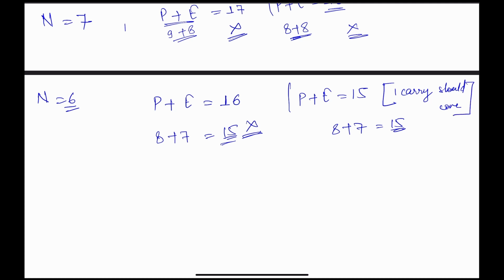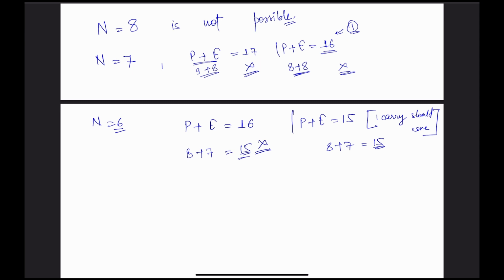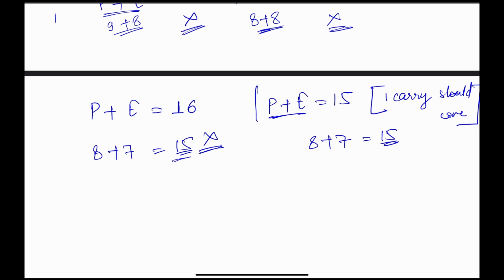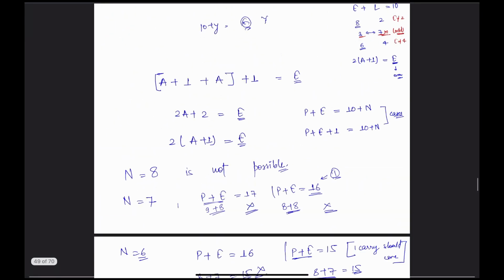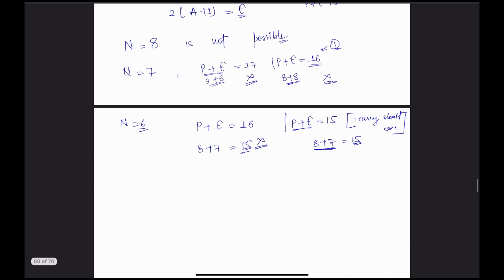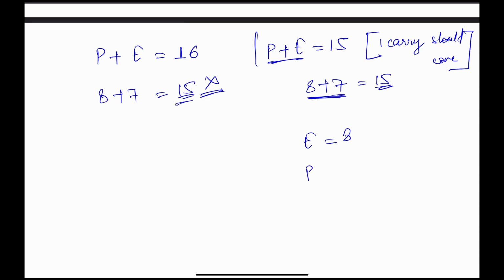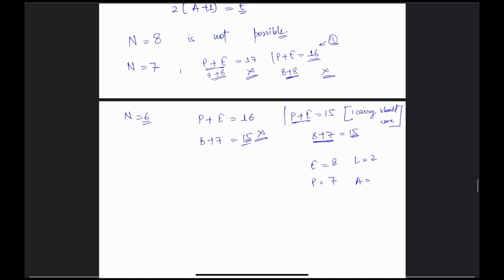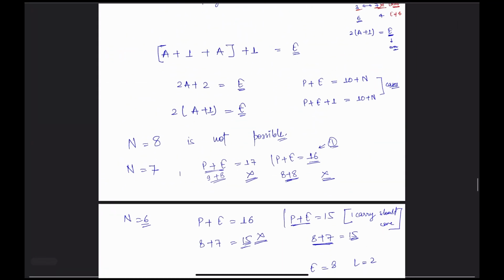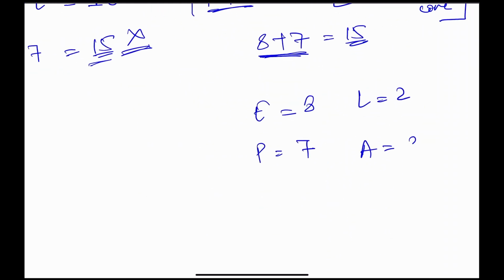So if one carry is going to come, then p and e will be 8 and 7. One more thing I can say: if p and e are these two numbers, 8 plus 7, then p cannot be 7, e can be only 8. So our e will be 8 and p will be 7, l will be 2, and a will be, if e is 8, then how much will a be? 8 divided by 4, 3, our a will be 3.